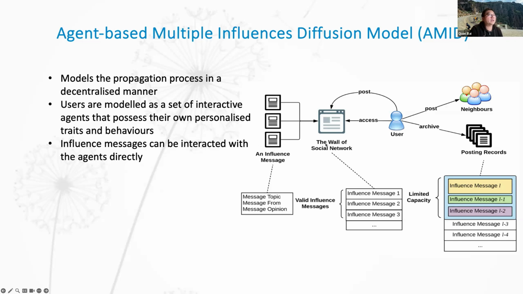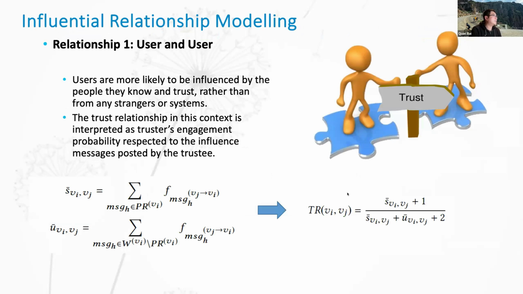In this repository we call it the wall of the social network. Based on the arrival time, you can see the old messages will be weakened, and the new messages sometimes occupy the top position in the repository. We also consider different relationships.